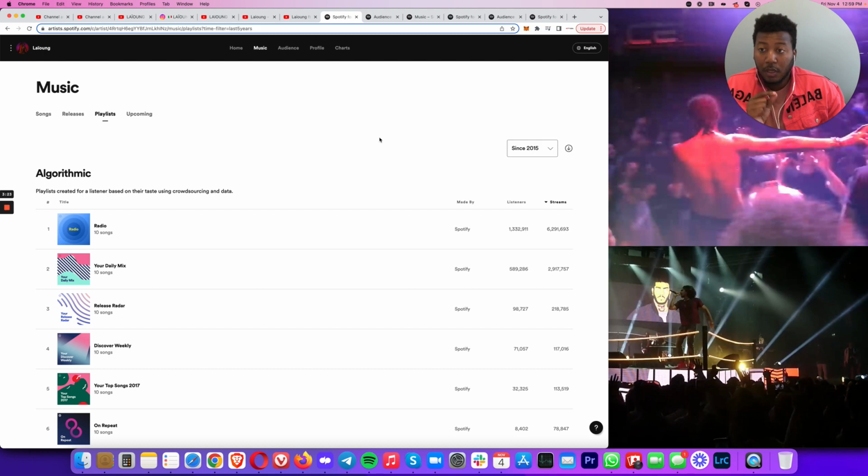The algorithmic and editorial playlist packages start at 5,000 and go up to 150,000, depending on what your budget is. The 5,000 will do one editorial pitch, and algorithmic would be around one to three algorithmic playlists. The streams that you'll get is really based on the listener. It can be as wide as 50,000 to 500,000 listeners and streams, depending on the type of music.